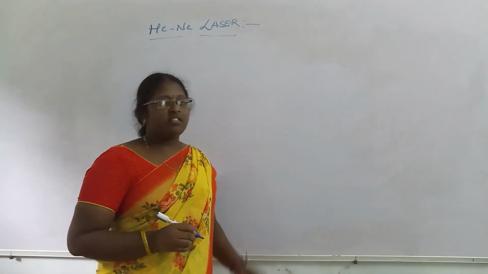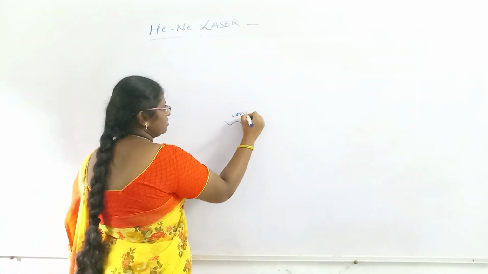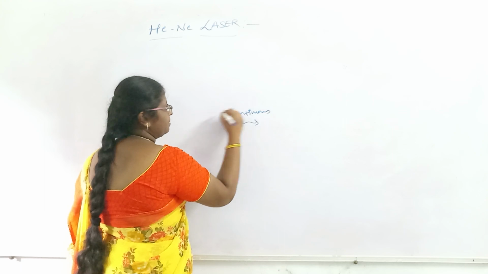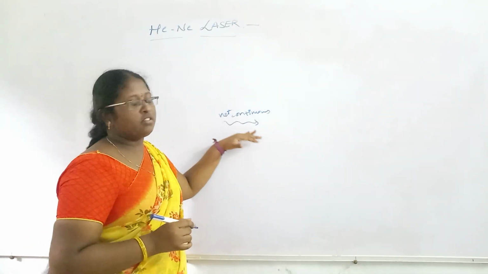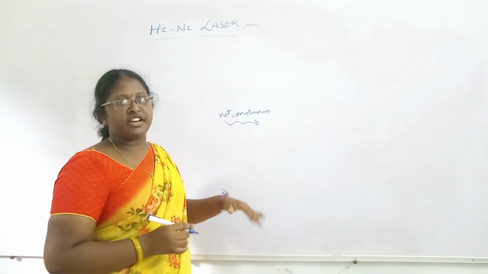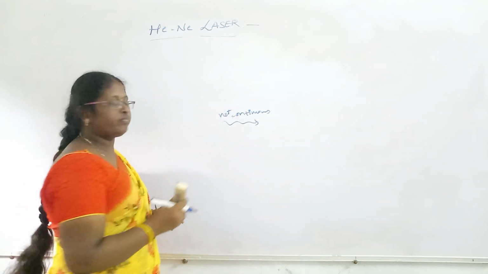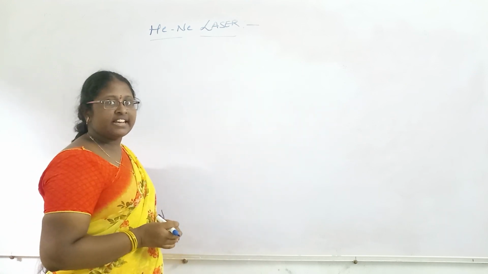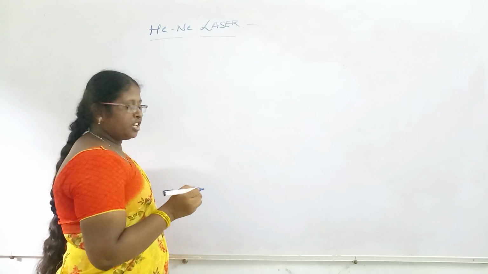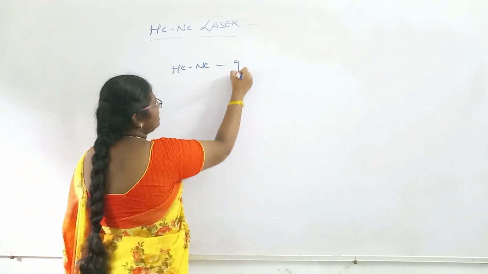In the ruby crystal, we do not have a continuous laser beam. To avoid the ruby crystal, we can introduce gas lasers. The gas laser we discuss is the helium neon laser. Helium neon is a gas laser.